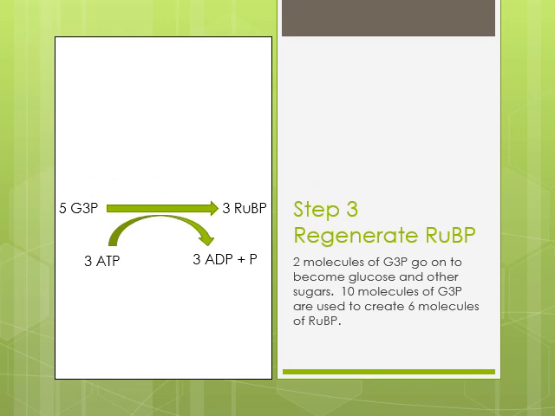The third step is that now that you've broken all that RUBP, you need to build it back again, because it's a cycle. You have to end with what you started with, and what we started with was RUBP. So we're going to apply a bunch of ATP to produce that RUBP again. We're using the ATP we created in the light-dependent reactions to rebuild our RUBP.